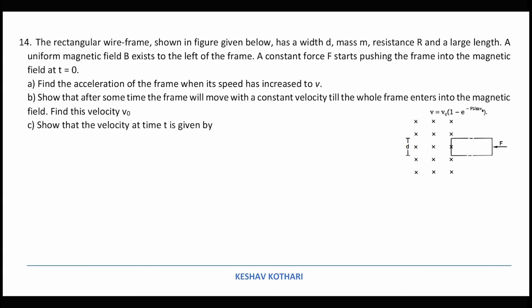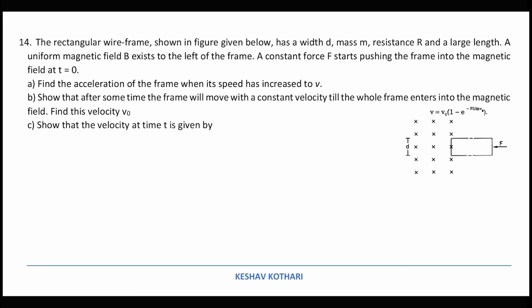So the next problem is stating: a rectangular wire frame shown in the figure given below has a width d, mass m, resistance r and a large length. A uniform magnetic field B exists to the left of the frame. A constant force F starts pushing the frame into the magnetic field at t equals 0. Find the acceleration of the frame when its speed has increased to v. Show that after some time the frame will move with a constant velocity till the whole frame enters into the magnetic field. Find this velocity v0.